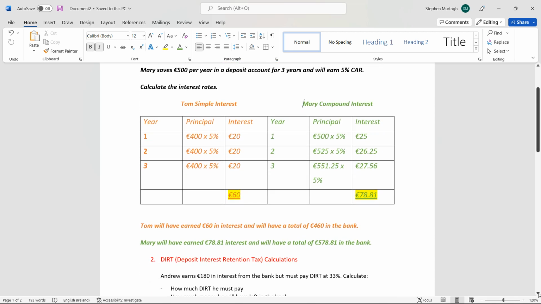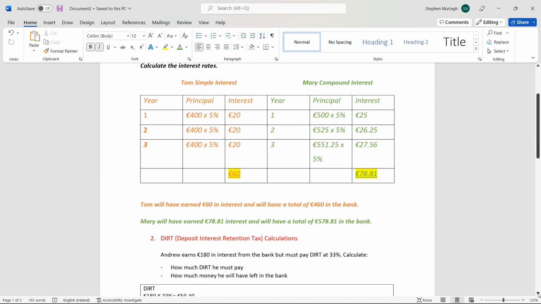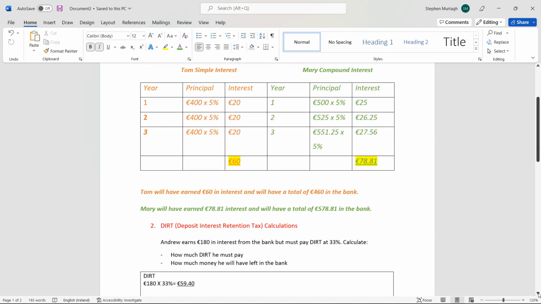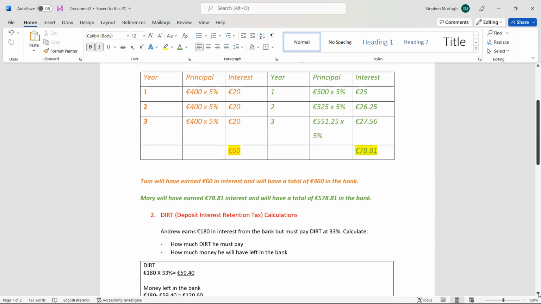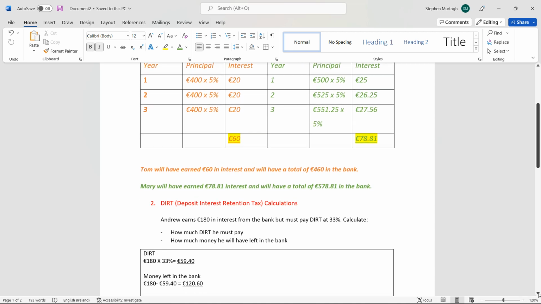Question number two. This is a DIRT calculation. So DIRT, remember, stands for Deposit Interest Retention Tax, and it's tax on the interest earned on your savings. So here's a typical example below. Andrew earns €180 in interest from the bank, but must pay DIRT at 33%. So what you have to do is calculate how much DIRT he will pay and how much money he will have left in the bank.